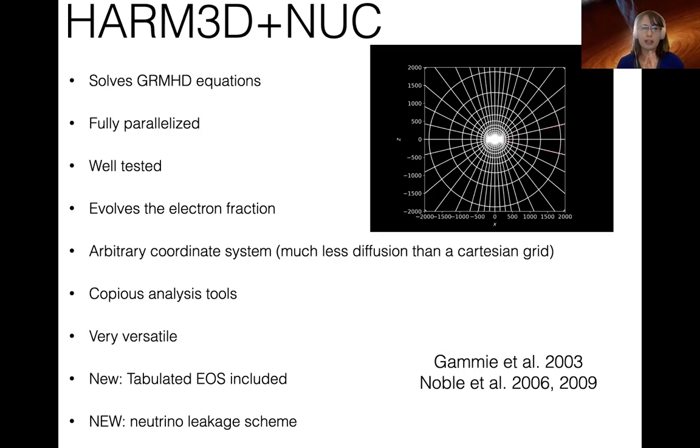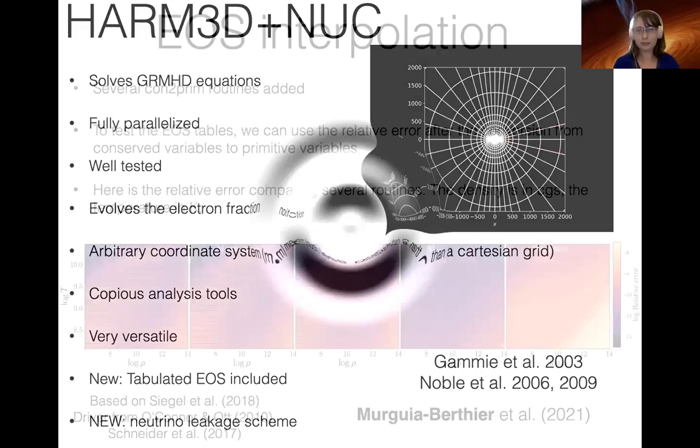HARM is a really nice code. I'm sure everyone here has probably used it and knows about it. It solves the equations of GRMHD. It's fully parallelized and very well tested. It evolves the electron fraction, which is new to this version. The nice thing is that it has arbitrary coordinate systems, so it's much less diffusive than a Cartesian grid, for example. It has lots of analysis tools and it's extremely versatile. In particular, new to this version, which is HARM 3D plus Nuke, we have tabulated equations of state and added a neutrino leakage scheme.